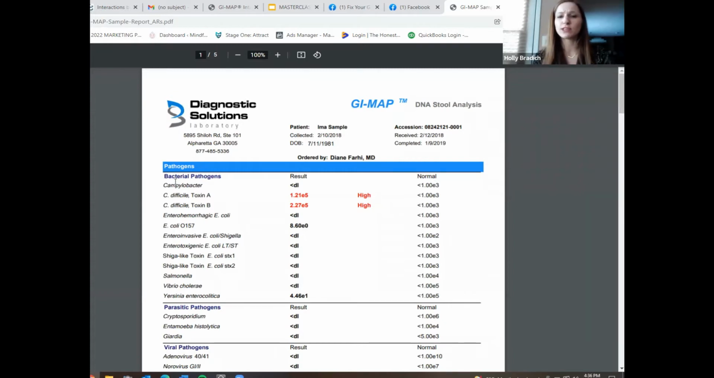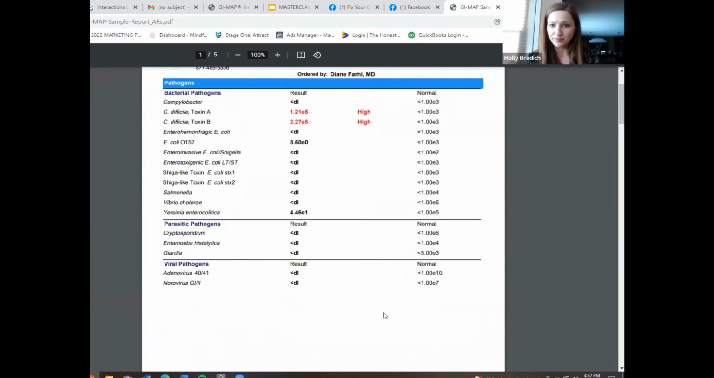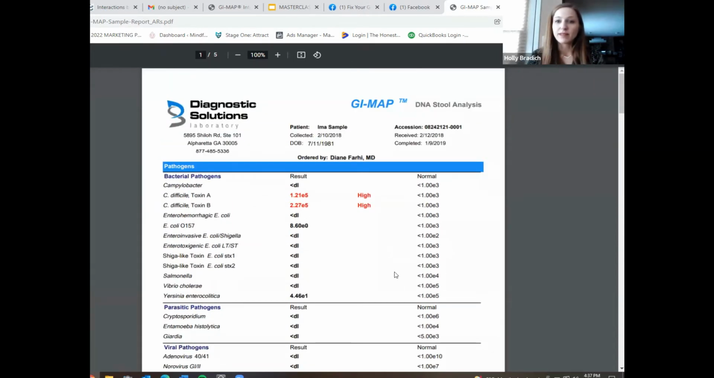Before we go any further, I want to explain the notation here. So on the right-hand side where it says normal and there's those funky numbers, if you remember from school, that's scientific notation. So it's exponents, right? So it's 1 to the exponent 3 is what it's saying. So quite a high amount typically. Some of these, as we go down, like you'll see, adenovirus 1 to the exponent 10 is considered normal. Anything over that is considered an issue. So some of them are quite high, and this is the typical normal reference range on the right-hand side here.